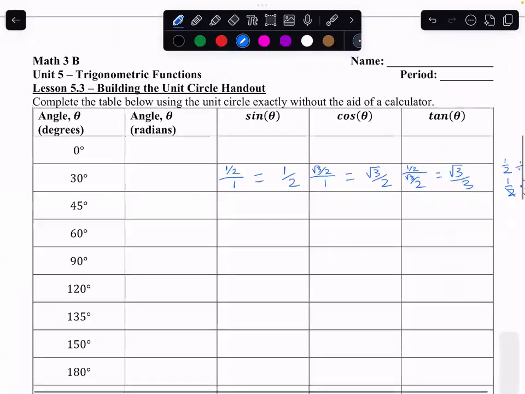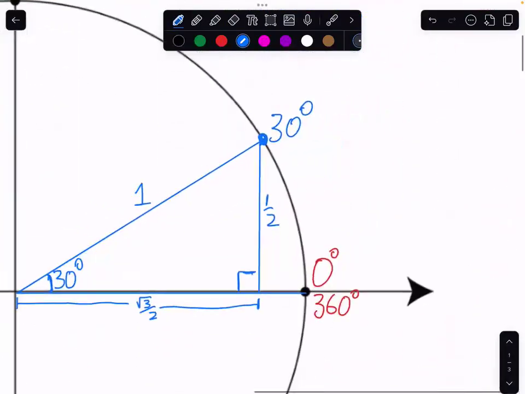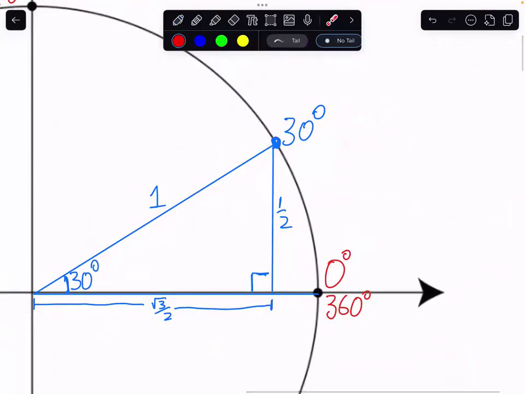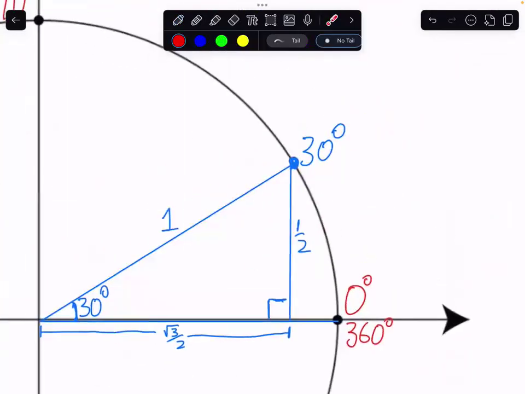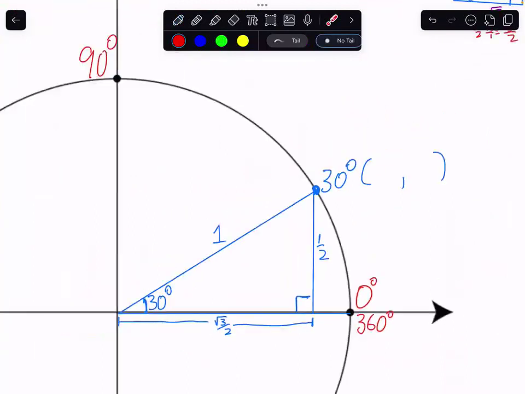One last thing that we'll do here. If we imagine this as a coordinate plane, we'd also like to know the coordinates of this point where our side hit the unit circle. So what are the coordinates here? It's x comma y, right? From the origin, the x movement was radical 3/2. And the y, you went up 1/2 a unit.